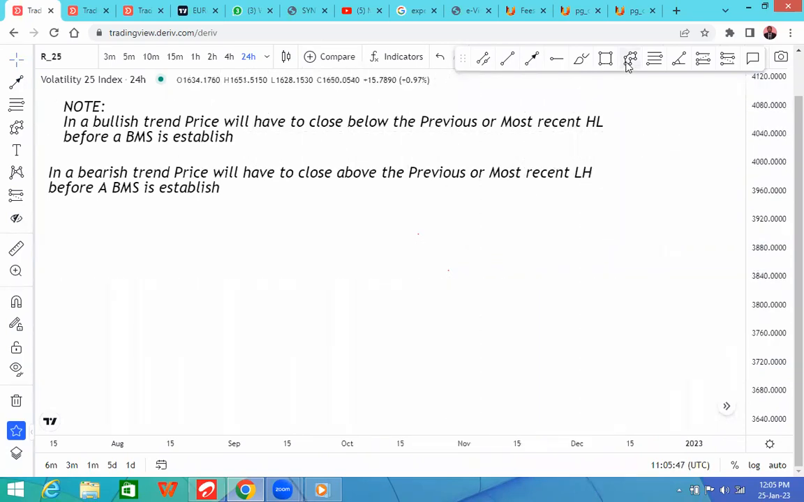All right, so let's have this now. I want to now tell you what institutional candle is. A break in market structure is only established in a bullish trend when price closes below. So let me give you something like this. So price is bullish. Price gives us all of this.